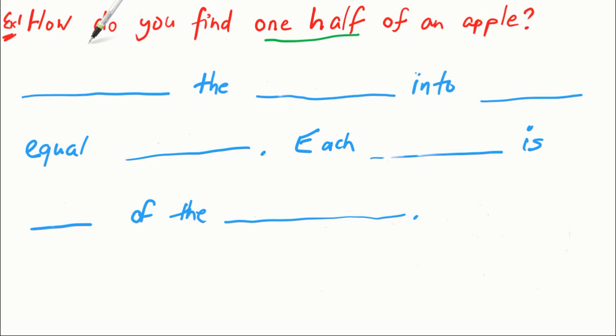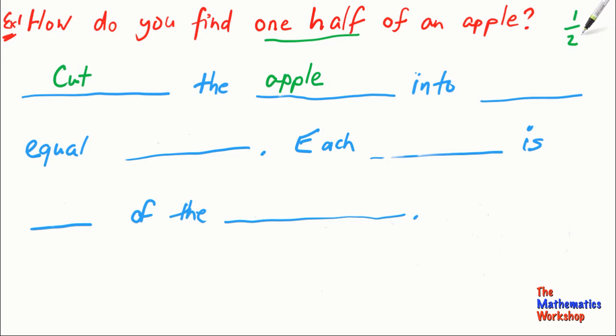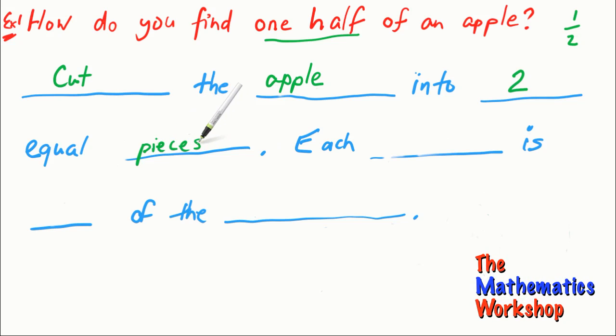The way that I want you to say it is this: I want you to cut or divide or split the apple into a certain amount of pieces, and because it's 1/2, you remember the fraction 1/2, it's the bottom number that always tells you how many equal parts or pieces to split something into. So this time it's going to be cut the apple into 2 equal pieces, and it wouldn't really matter whether you said pieces or parts.